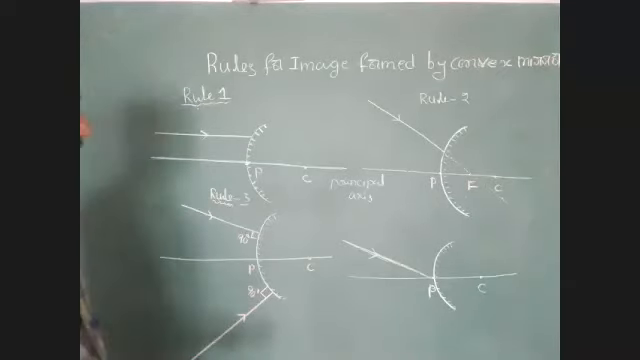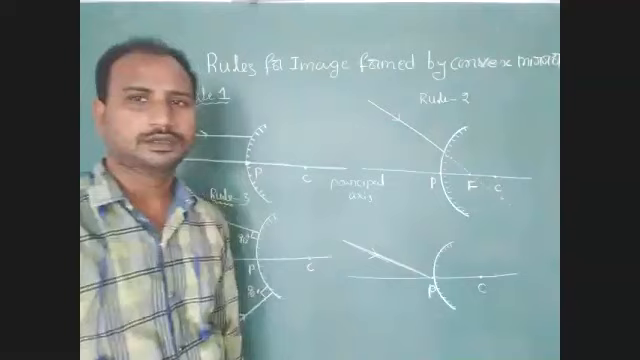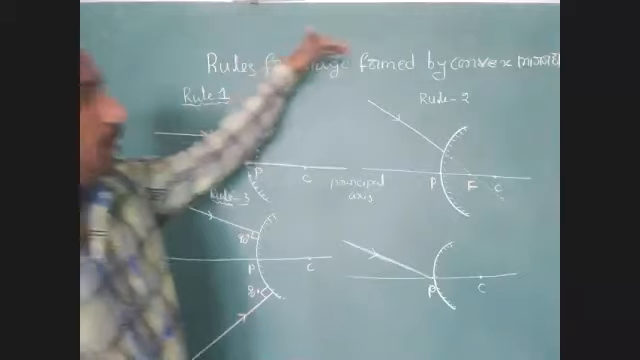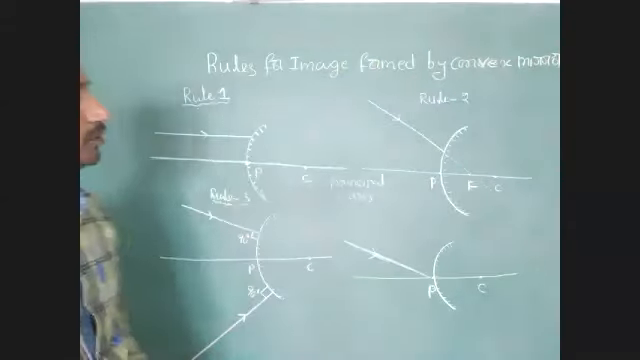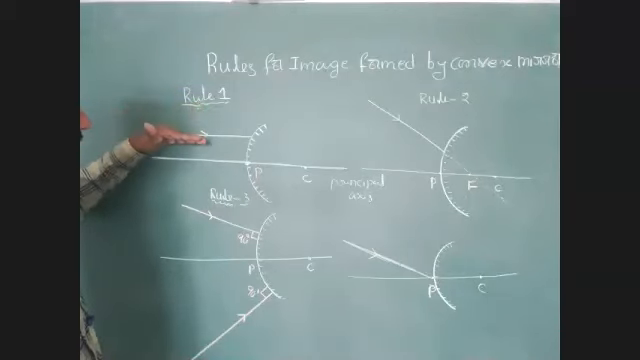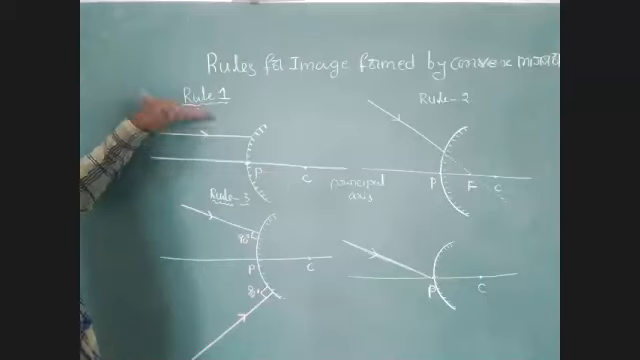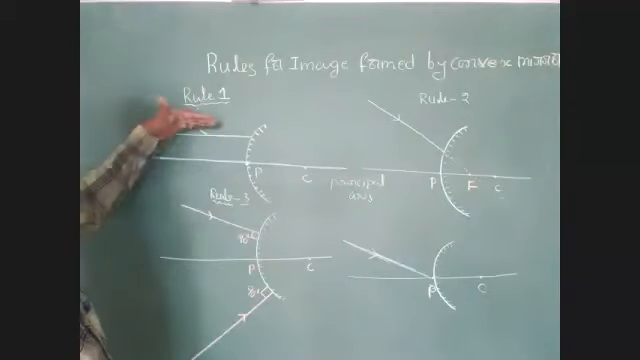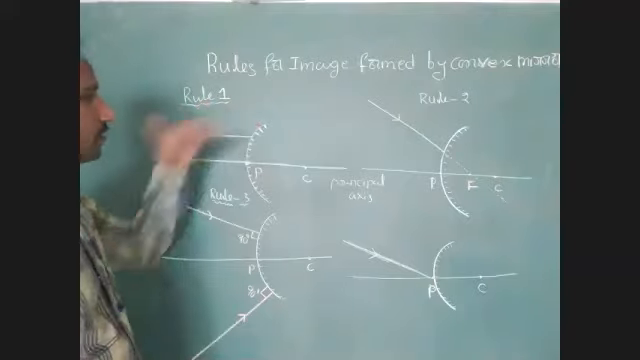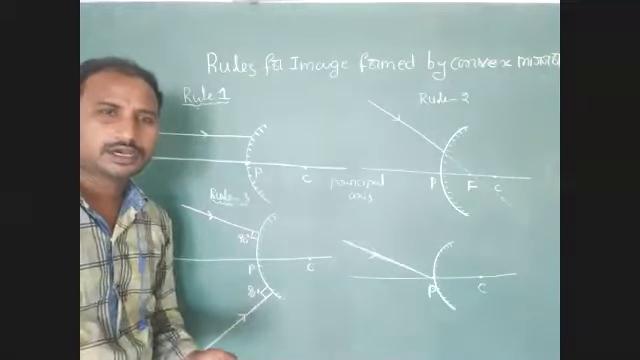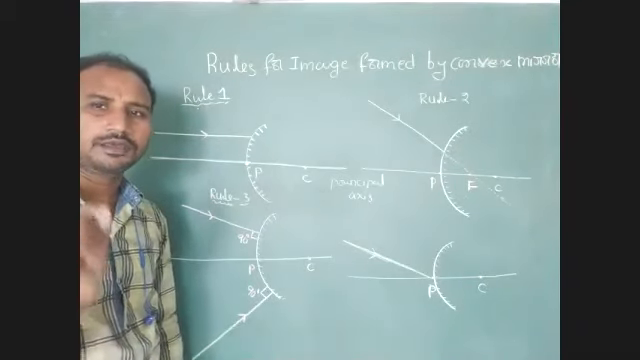Okay, one by one I can explain for you. You have to write these points in your classwork notebook. Here rule 1. Rules for image formed by convex mirror. Rule 1: if an incident light ray is parallel to the principal axis, after reflection, the reflected ray appears to come from the principal focus. Just identify this point, that the reflected ray appears from the principal focus.